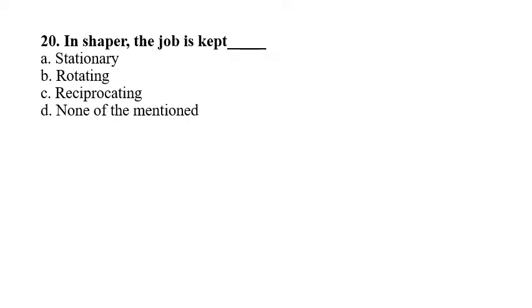Question number 20. In shaper, the job is kept dash: stationary, rotating, reciprocating, none of the above. The answer will be A, stationary. The job or workpiece is kept at the fixture or work holding device, and the job is always in stationary or static position. The tool is moved on the work surface.